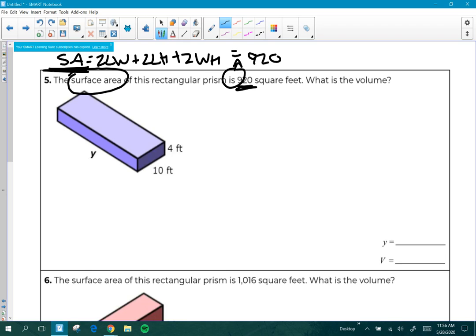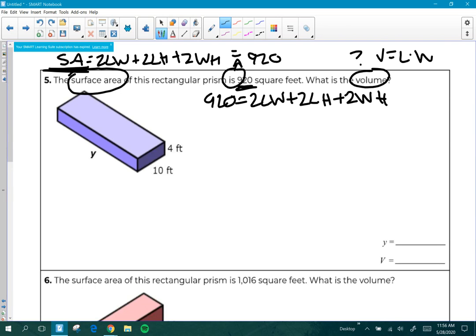So I can write that out. So I know my SA is 920, and that equals this formula, 2 length width plus 2 length height plus 2 width height. And then they want to know the volume. So we don't know the volume, but we know the volume equals length times width times height. So there's a couple of things involved here. First, start with this guy. Now, if I'm looking at this figure, I don't know my length, that's y. I know my width is 10, and I know my height is 4. So I can plug all of that information in.